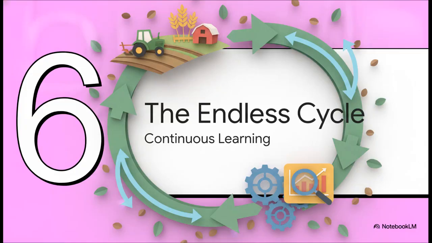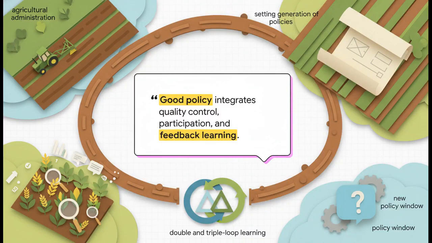And finally, Section 6, the endless cycle, continuous learning. As this summarizing quote really highlights, true agricultural administration is not a straight line. It's a continuous living loop. When we evaluate an impact, we generate brand new data. That data reveals new problems, which opens a new policy window, setting the agenda for the next generation of policies. This is what we call double and triple loop learning. We aren't just fixing minor errors. We are constantly questioning our fundamental goals and adapting to a rapidly changing natural and economic environment.